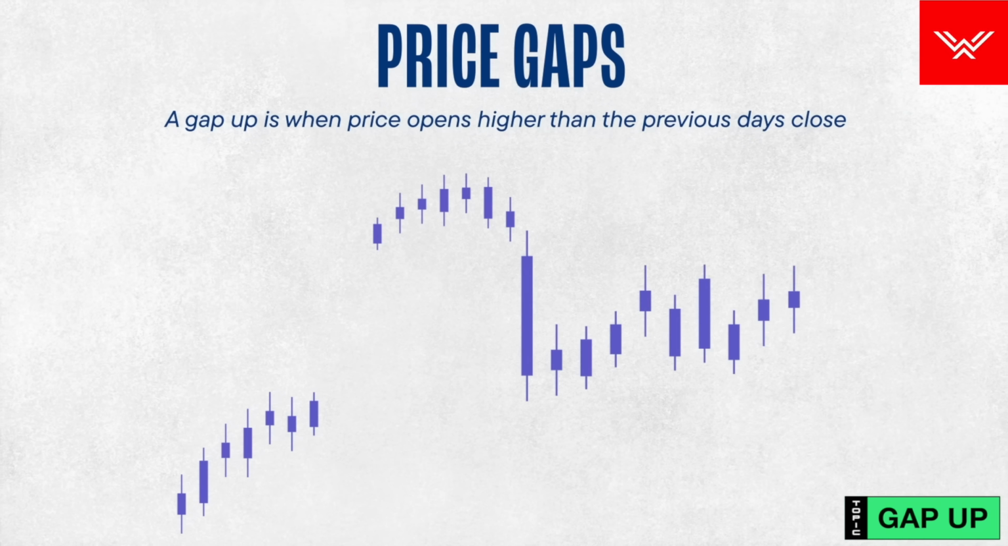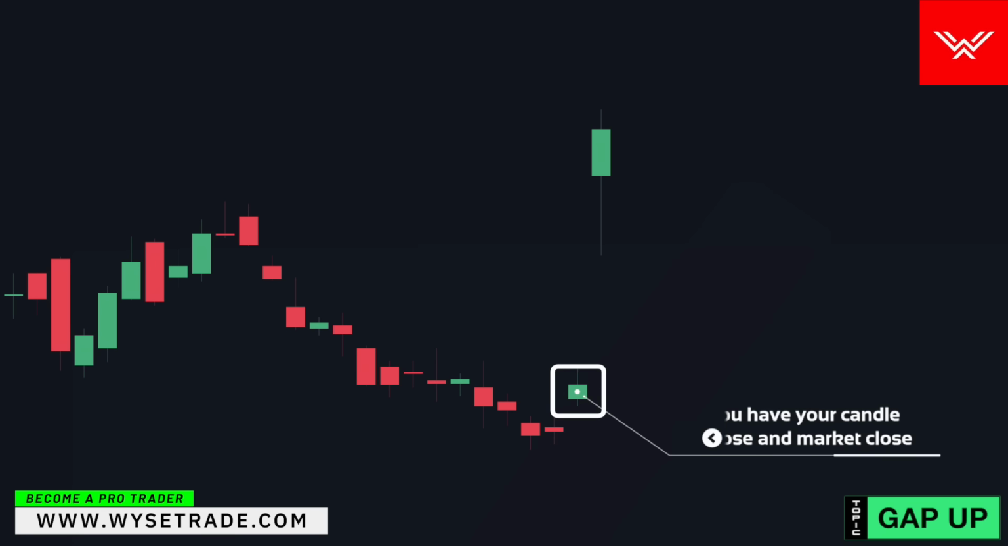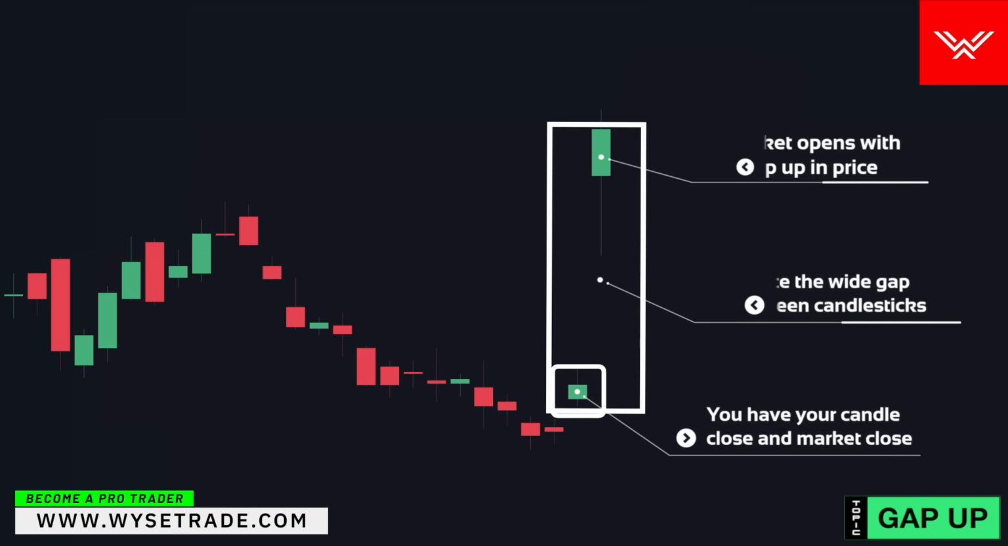What is a gap up? A gap up is when price opens higher than the previous day's close. You have your candle close and market close, followed by a gap up of price once the market opens.